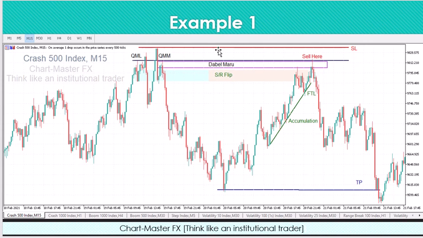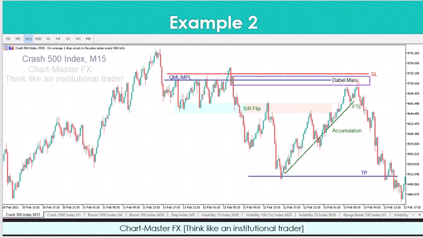Why? Because it depends on your risk management. As you can see, your entry is not that far from your stop loss, so it will be good for you to put your stop loss on the higher high so that you can give your trade room to breathe. So guys, this is example number 1 for the Crash 500.